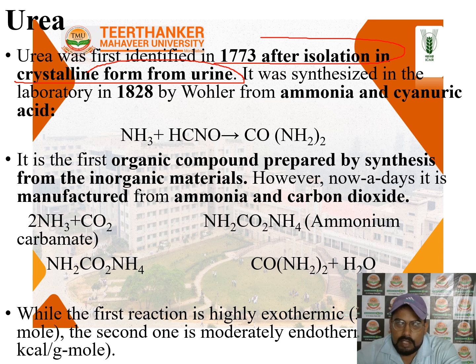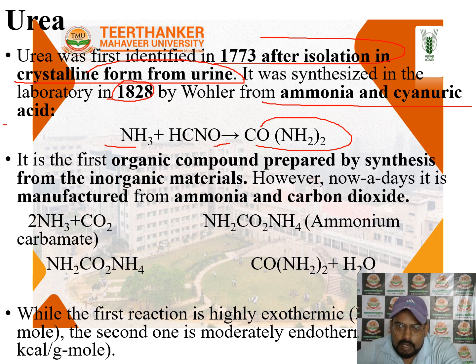The laboratory synthesis in 1828 was by the scientist Wöhler, from ammonia and cyanic acid. Ammonia with cyanic acid gives urea. This is the first organic compound prepared by the synthesis from inorganic material. That means the production of this one fertilizer is made using inorganic material to make an organic compound.